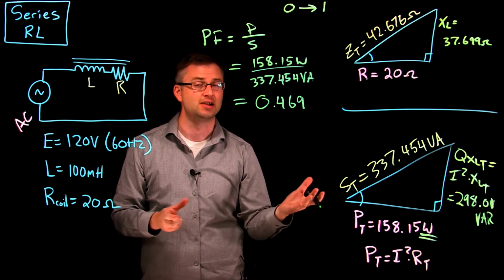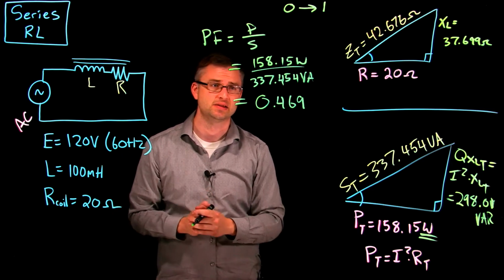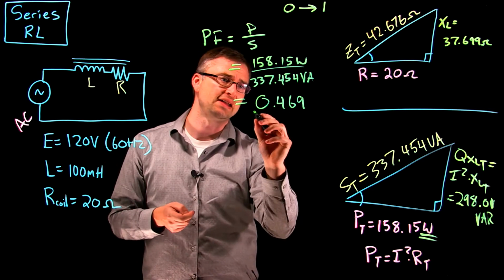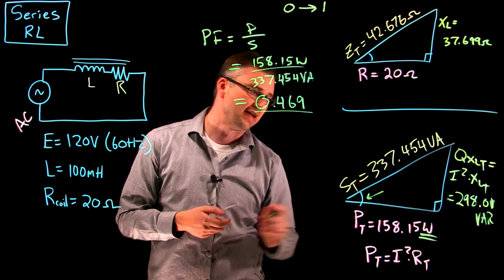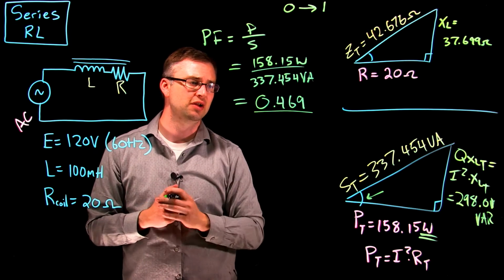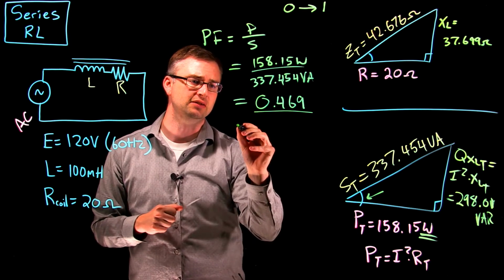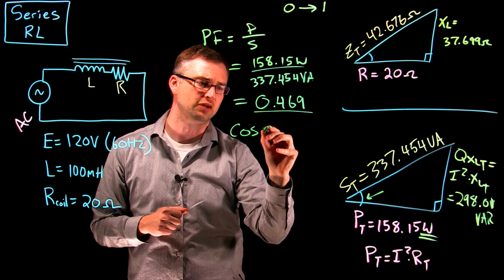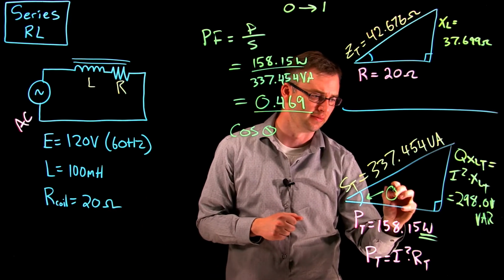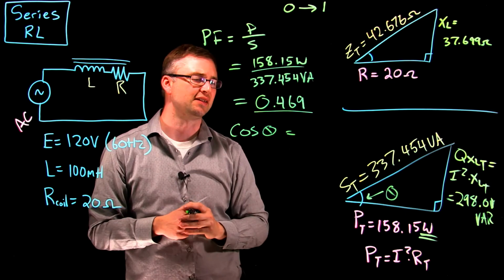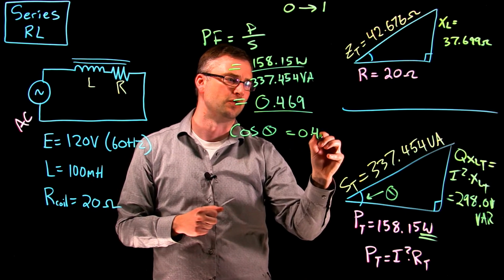So this is a very inductive circuit. It's not a bad thing, it's just what it is. That is the relationship, and that's the angle right in here. If you were to do the cos of the angle, the cos of theta here, it will get you the exact same number of 0.469.